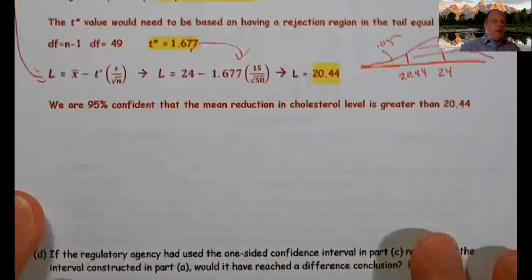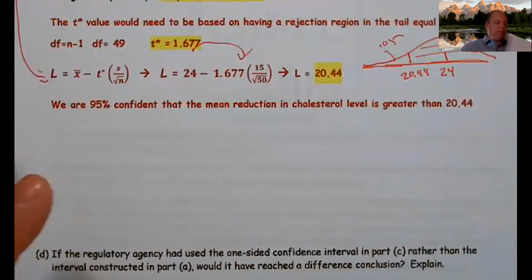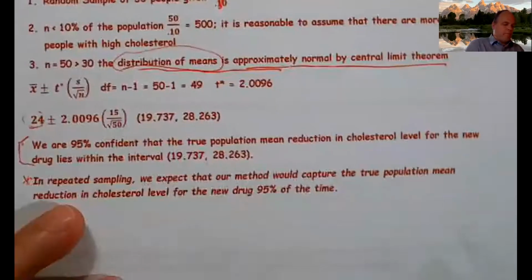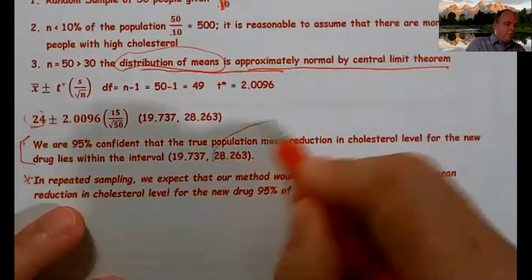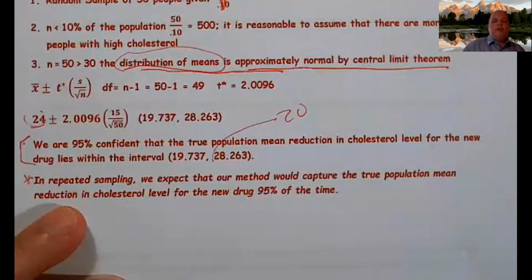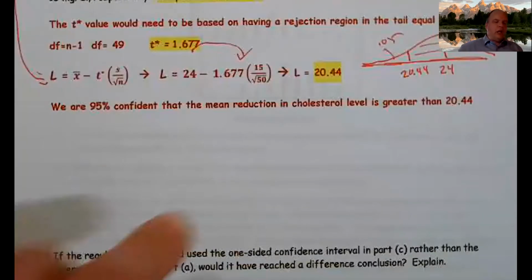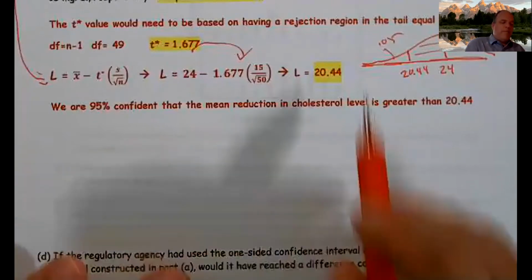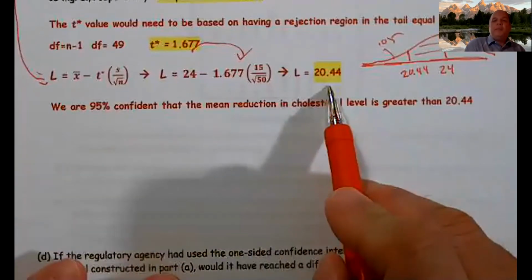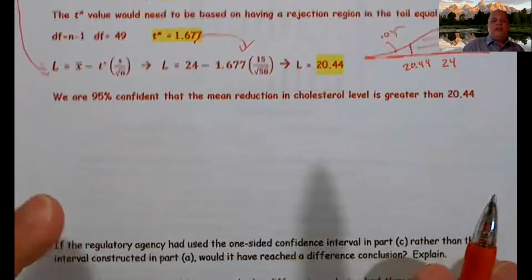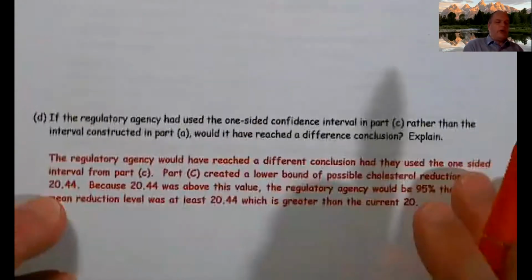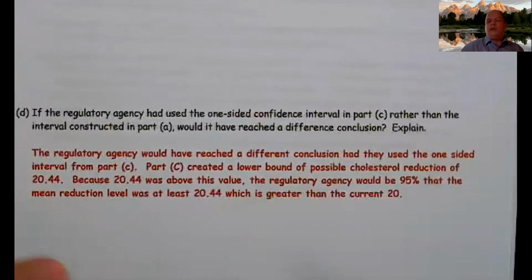Well, in part A, we said, hey, you know what? 20 lies within the interval. Because 20 lies within the interval, we can't say that there's a difference. Here, we're above 20. Because we are above 20, we say that there is a difference. So the regulatory agency would have reached a different conclusion. So that right there tells them, hey, they made the right decision had they used the one-sided from part C.